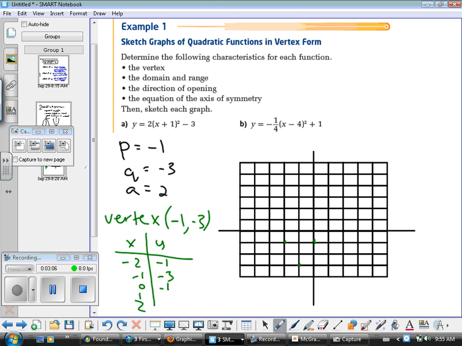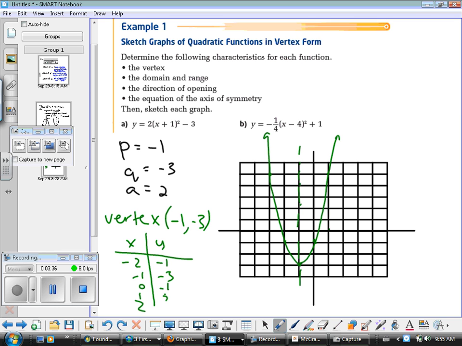I can find another point, just to be a little more confident about the shape of my graph. Put x equals 1 in there, so 2 times 2 squared, that's 2 times 4 is 8, minus 3 is 5. So my next point is going to be at x equals 1, y equals 5. Then you try to draw a nice smooth parabola that goes through those points.